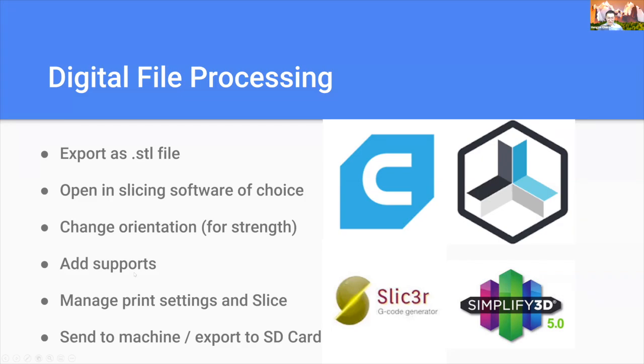If you want, you can add supports to the different prints. So for instance, if you have to print a large overhang, but you don't want your printer to mess up, then you have to add supports for supporting the structure to print in midair. There's a variety of print settings for different print qualities, different print speeds. We'll do a demonstration on that later. And after that, you have to send it to a machine for printing.